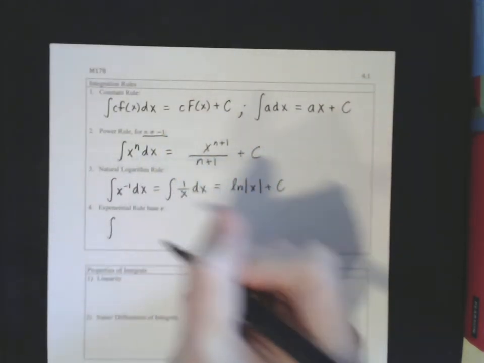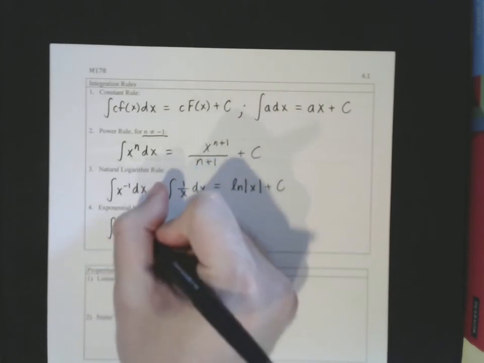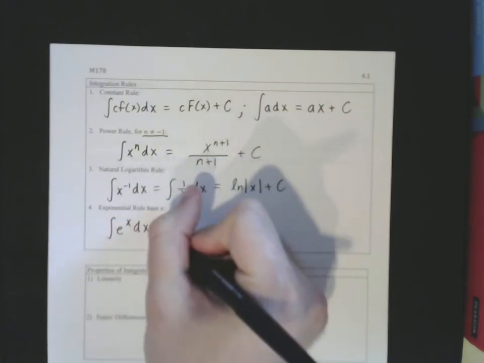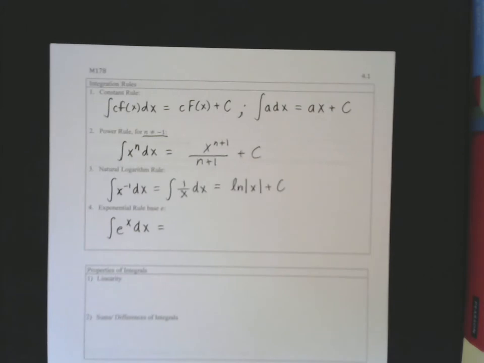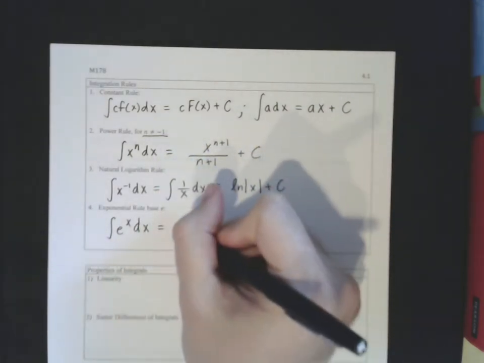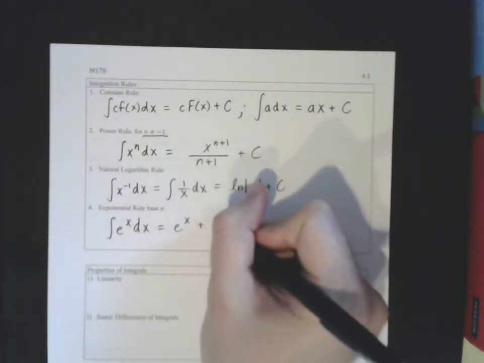And then our exponential rule for base e, the integral of e to the x dx. Well, the derivative of e to the x is e to the x, so the antiderivative of e to the x is also e to the x, and then plus c.